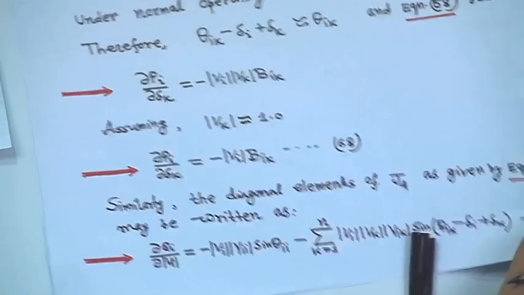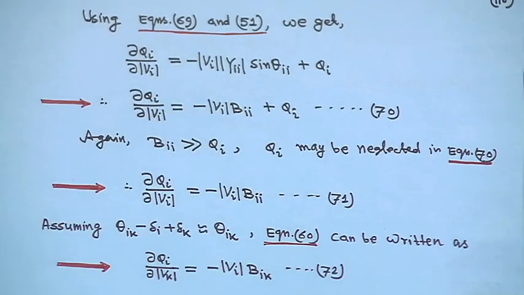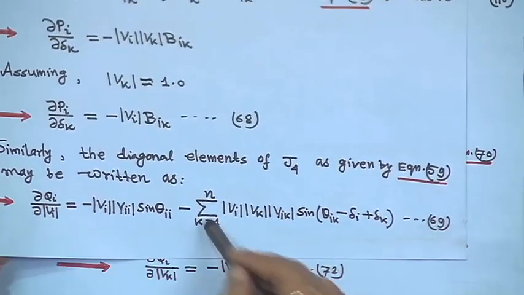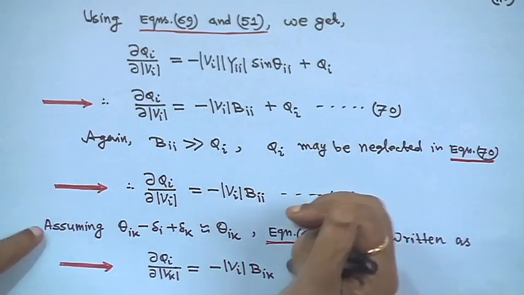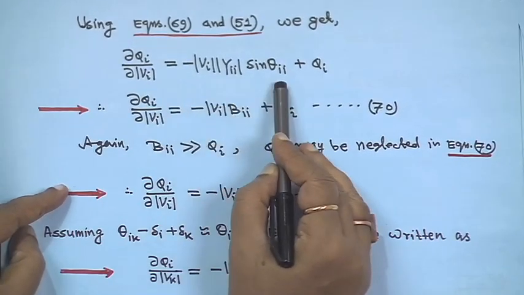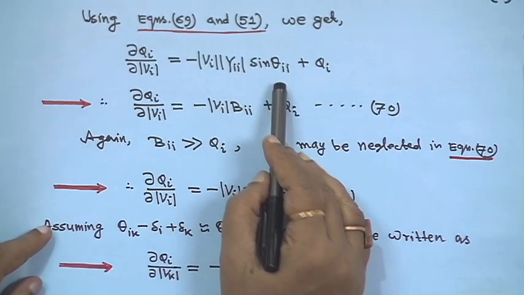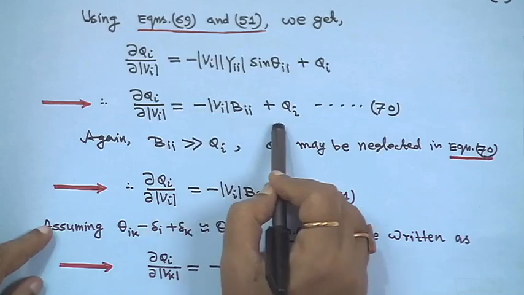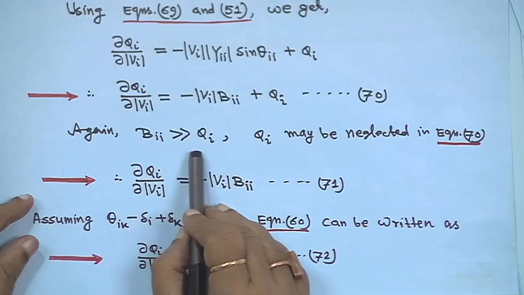That means I am writing using equation 69 and 51. I told you those equations have already been given. So, delta Qi upon delta Vi will become minus Vi Yii sin theta ii plus Qi, but Yii sin theta ii is Bii. So, minus Vi Bii plus Qi, and with the same assumption that Bii is much greater than Qi.